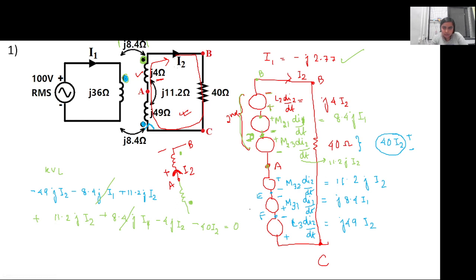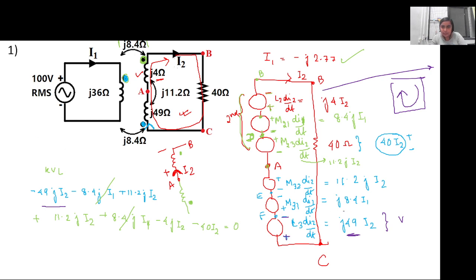So in this particular loop, we are moving in this direction, along the direction of the current. So the first voltage that we encounter is j49 I2. This side is positive, this side is negative. You can take any direction, you just fix one. In my case, if you are entering through the positive, I am taking it as negative. So it is minus 49 I2.